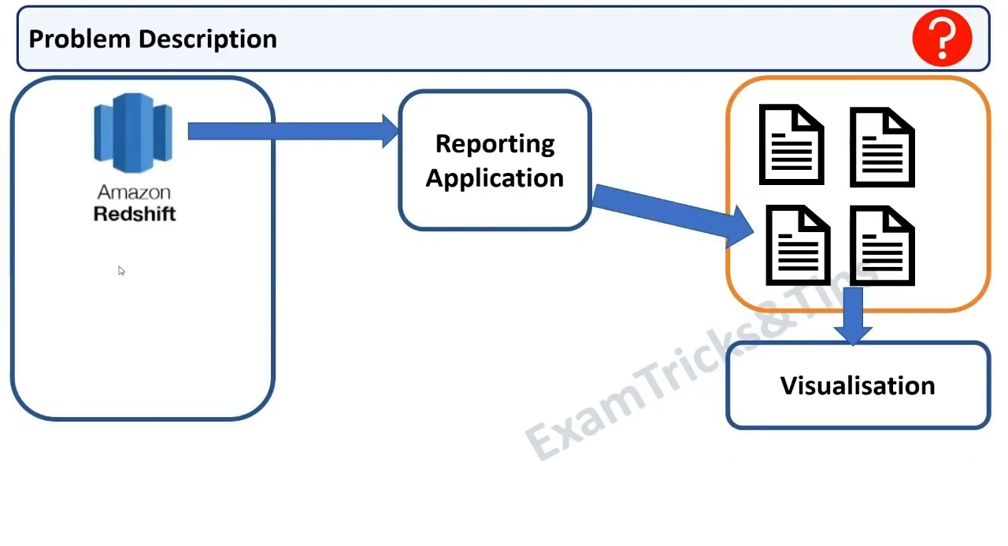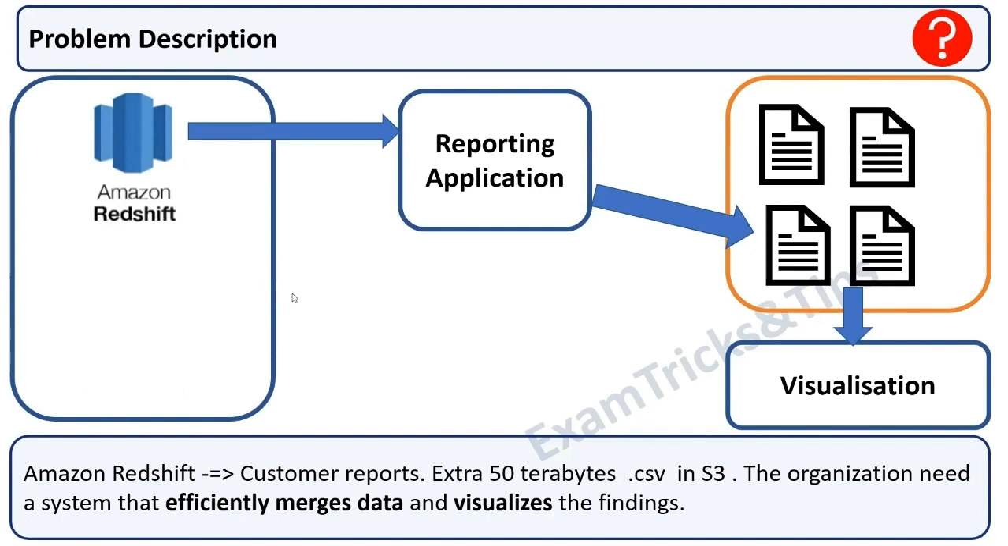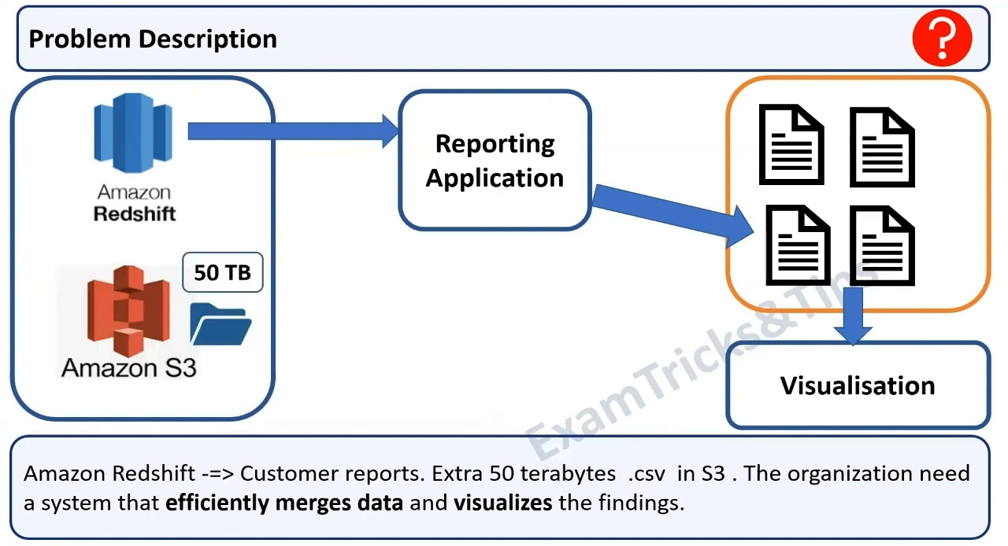So what we have here is an organization using Amazon Redshift for data warehousing. That's our current understanding of the problem. There is a reporting application. We are treating it as an empty box right now because we don't know. The organization wants a solution for reporting and visualization. On top of it, they have an added complexity. The organization has recently obtained an extra 50 terabytes of demographic data on its customers, and that data needs to be merged as well as part of the reporting.